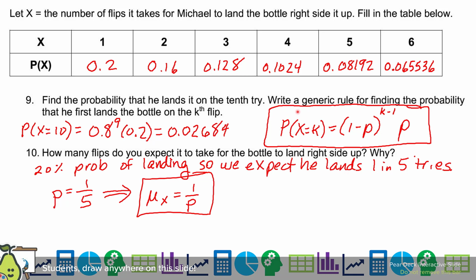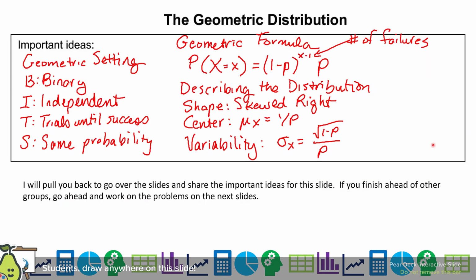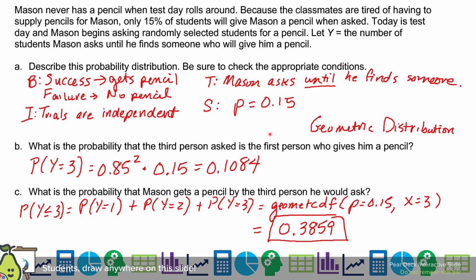So that's the intuitive why this looks like it skews to the right. The center, the mean or expected value, is 1 over p, and the standard deviation is the square root of 1 minus p over p. All right? Now, let's go ahead and do some practice to check for understanding.